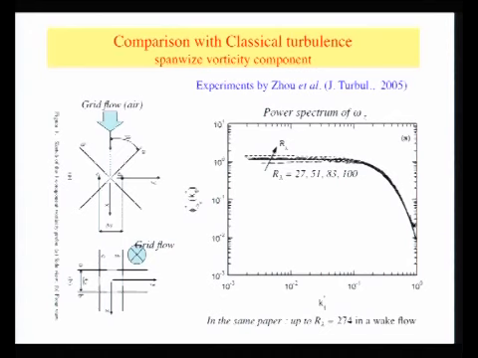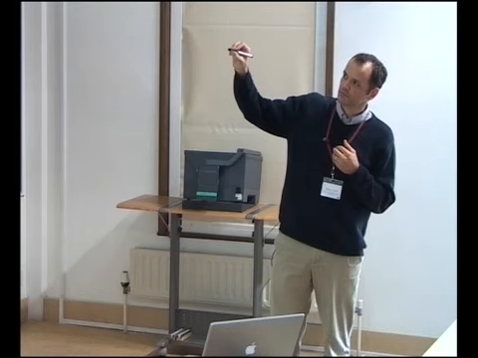So we try to compare to some classical counterpart of this measurement. Zhu and his collaborators measured the streamwise vorticity component in a grid flow and in a wake flow using a 4-wire vorticity probe. The probe is shown here. And this is the power spectrum of one component of the vorticity.